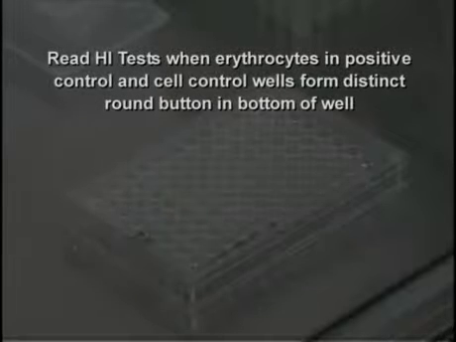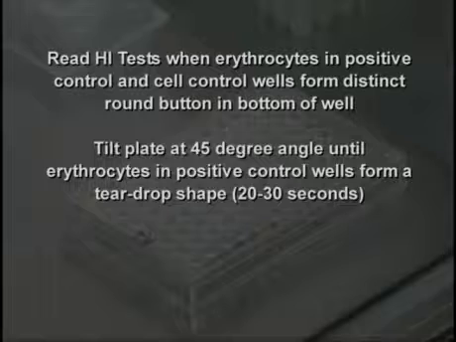The HI test should be read when the erythrocytes in the positive control and cell control wells form a distinct round button in the bottom of the well. To facilitate interpretation of the results, tilt the plate at a 45-degree angle until the erythrocytes in the positive control wells form a teardrop shape, usually about 20 to 30 seconds.